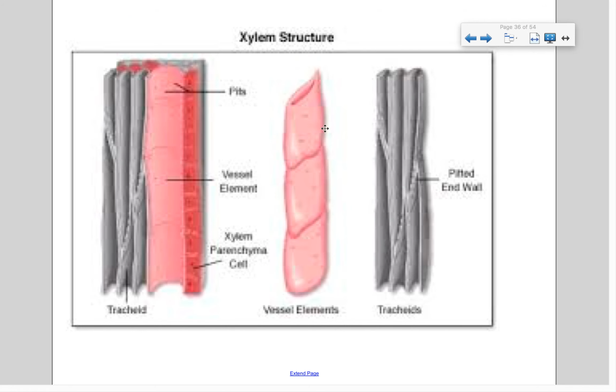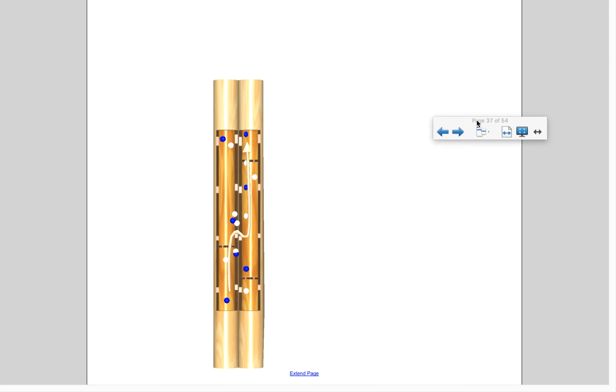So, a very blurry picture here. This is showing a vessel element. You can see it's like a really fat straw, if you will. And the tracheids have tapered straws end to end.